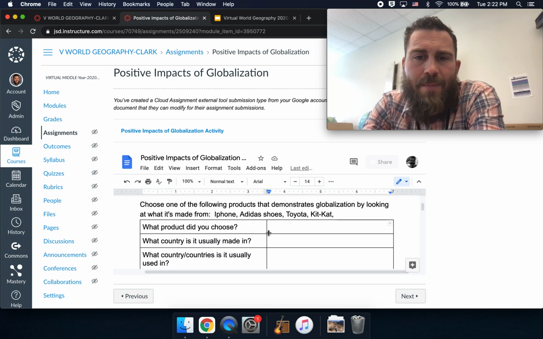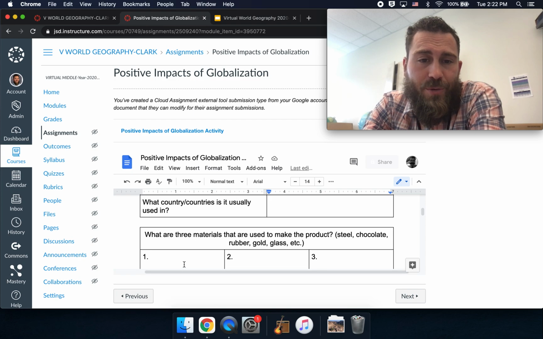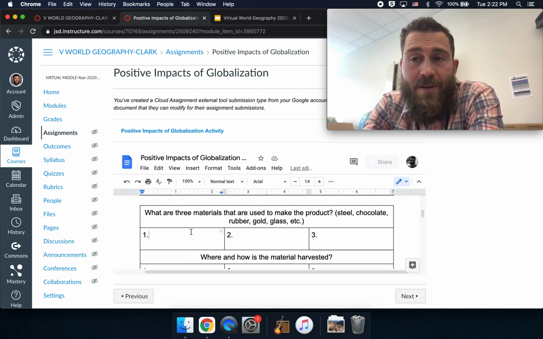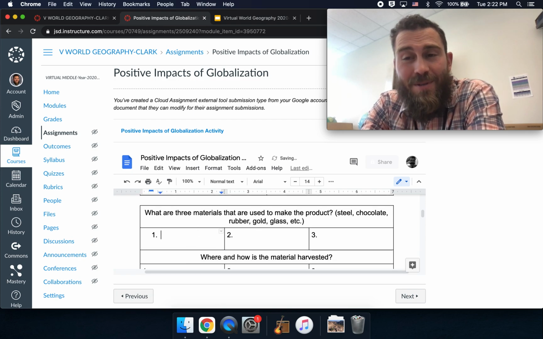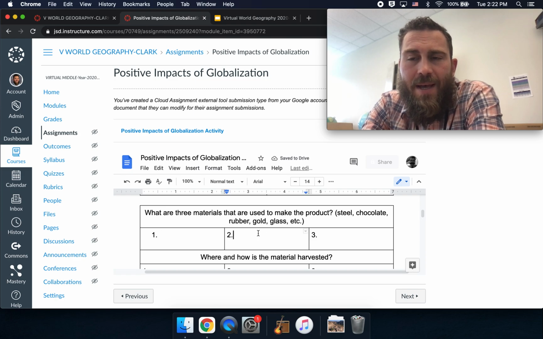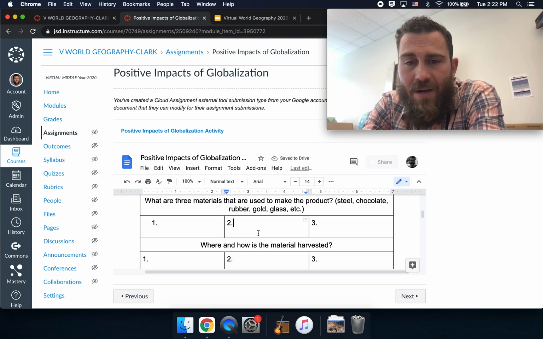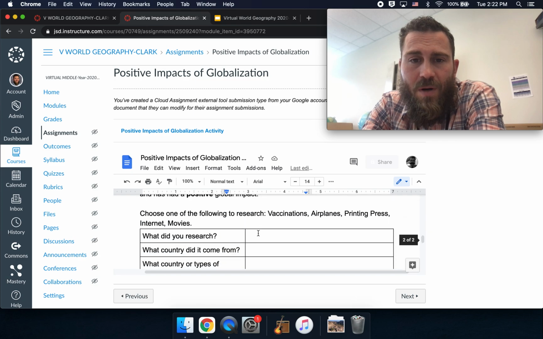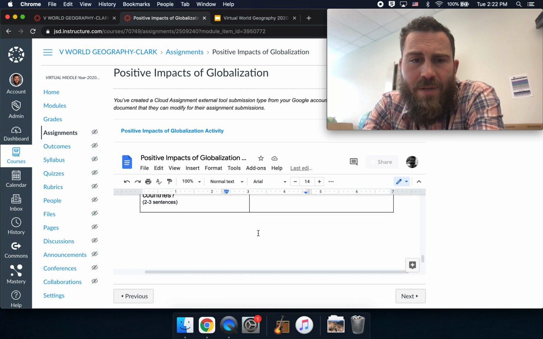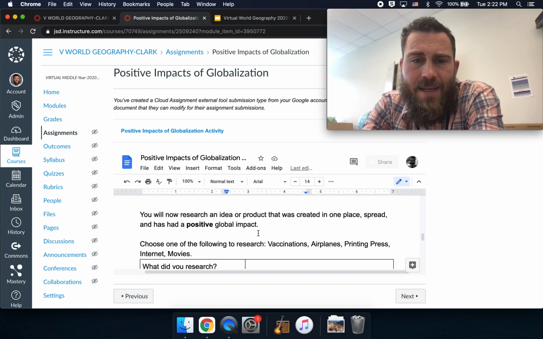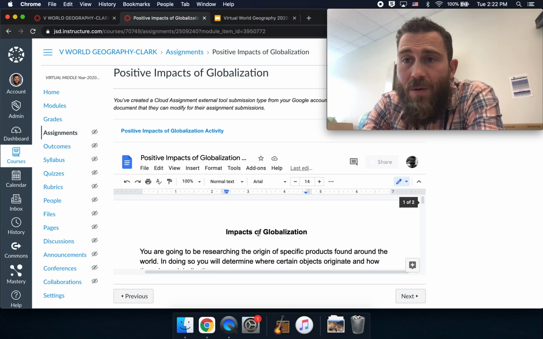And then you could look at shoes. Where does the rubber come from? It's not actually rubber. It's not a rubber tree. It's petroleum. Glass, metal, all that stuff. And you are going to do a little research into those subjects.